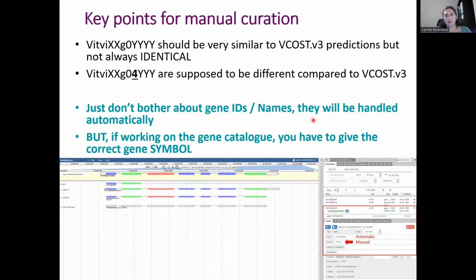This is going to be handled automatically by a script later on when we are going to integrate the manual curation into the second or the third version of annotation. The only thing you should be worried about, if you are working on a gene part of the gene catalog, is that we need to keep track of the name and most of all the symbol of the gene. But we'll go back to that during the training school. So yes, there are some specificities if you are working with genes from the gene catalog.